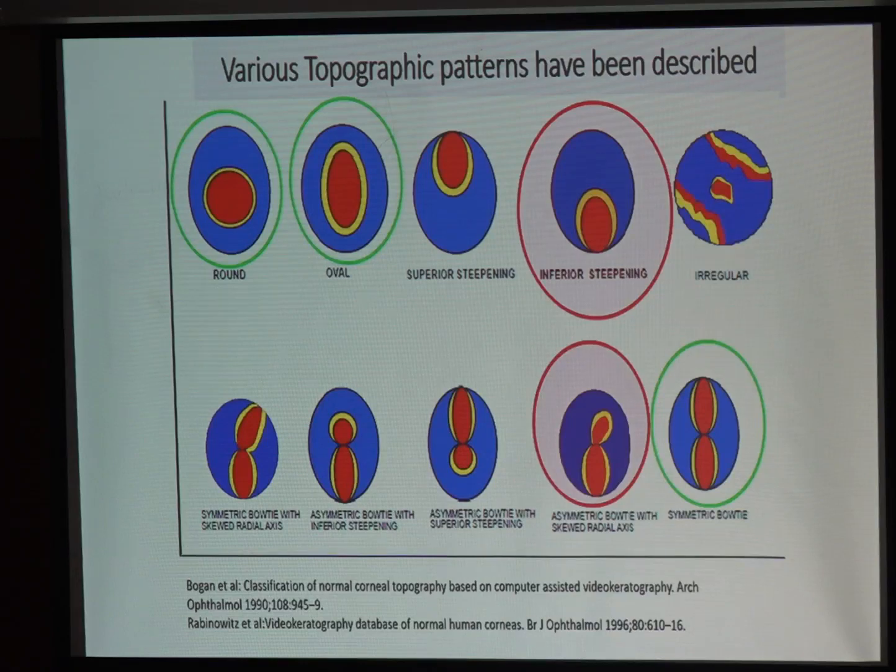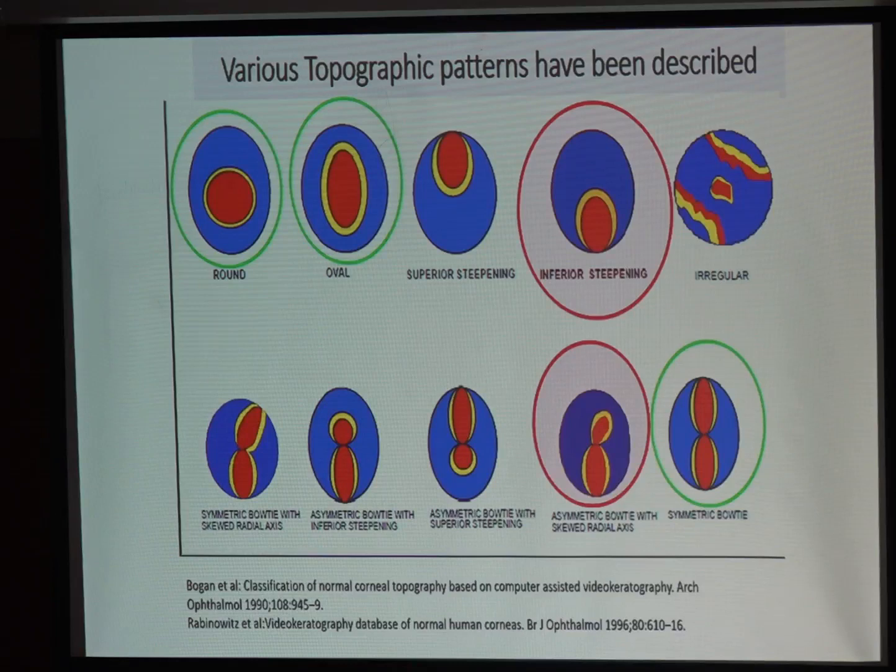Now the bow tie, like I showed in the previous map, may be completely symmetrical. The two lobes may be equal, but one is at an angle. So that is the first one shown there, symmetric bow tie with a skewed radial axis. The two lobes may be different, so that itself becomes an asymmetric bow tie. If the superior lobe is bigger, you say an asymmetric bow tie with superior steepening. If the inferior lobe is bigger, it's inferior steepening.